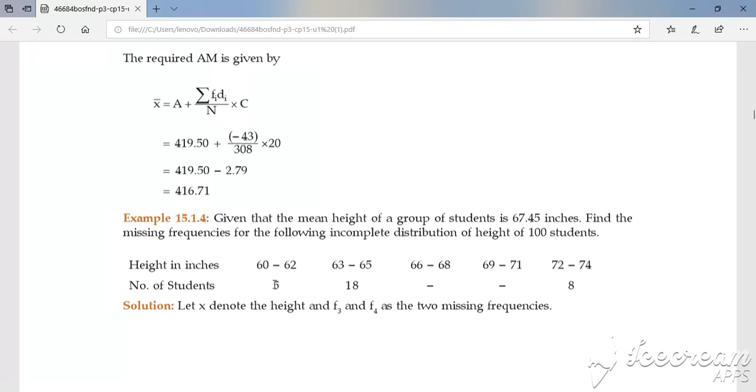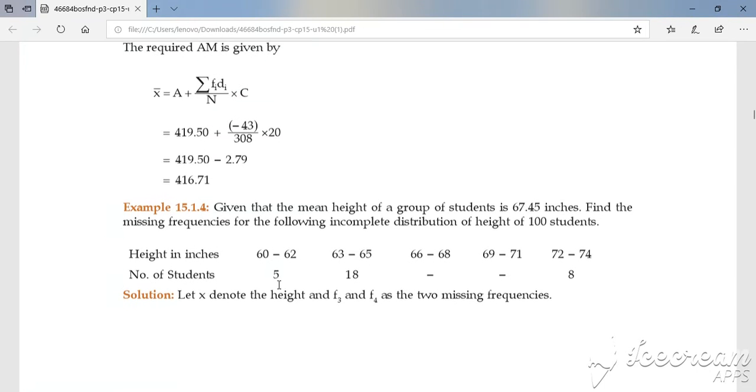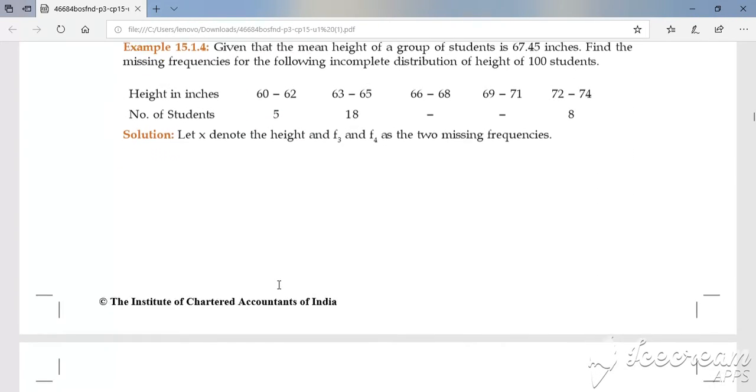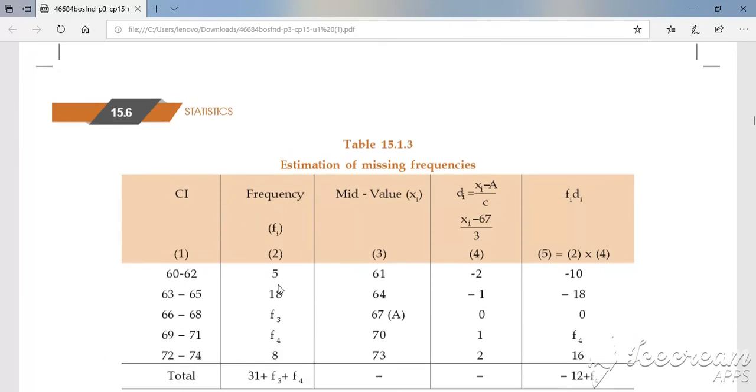If this is considered as f1, this as f2, then the third and fourth will be f3 and f4, and the last will be f5. So x denotes the height, and f3 and f4 are the two missing frequencies. Now they have given this problem in terms of class intervals. So we have to find xi's, which are midpoints. Okay, so 60 plus 62 upon 2 gives me 61. So heights in inches are 61, 64 and so on. Okay, so the table is something like this.